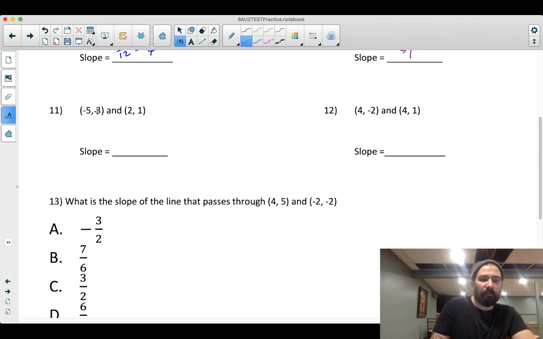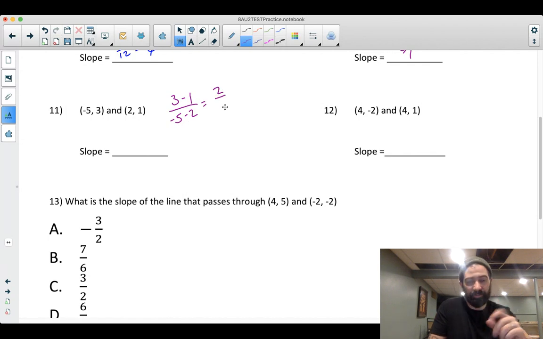Okay, 3 minus 1. y1 minus y2 over -5 minus 2. 3 minus 1 is 2. -5 minus 2 goes smaller, so it's -7. So you do -2/7. Can't reduce that one. It's as far as it goes.